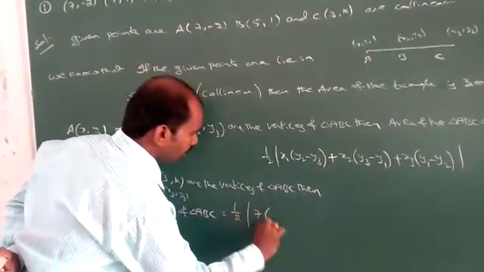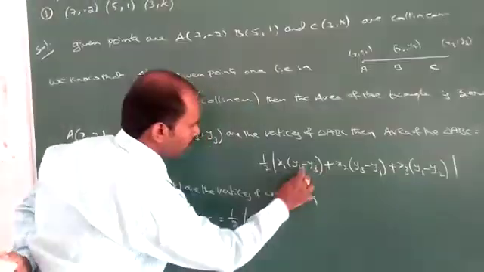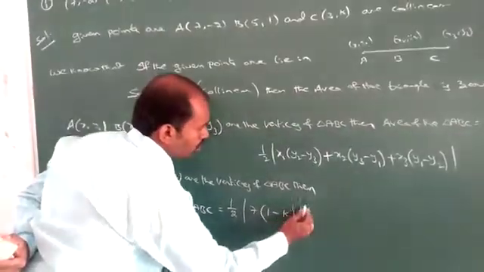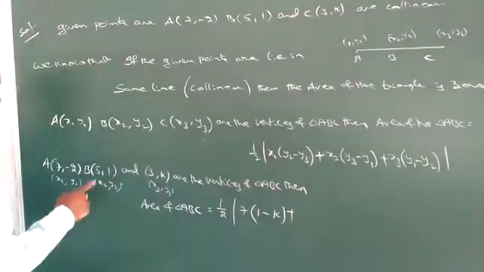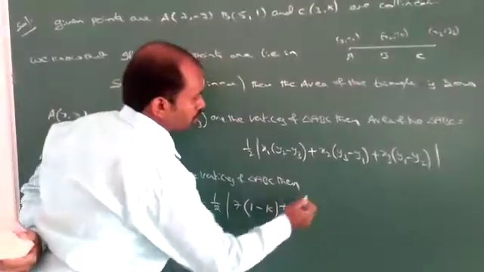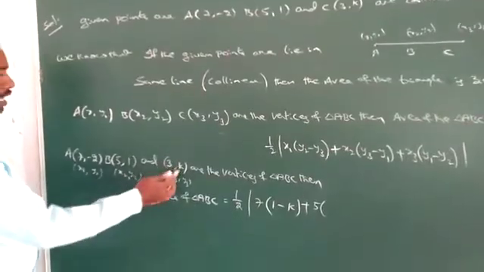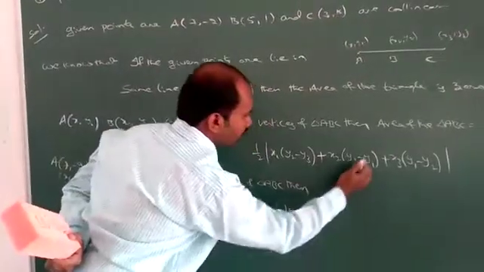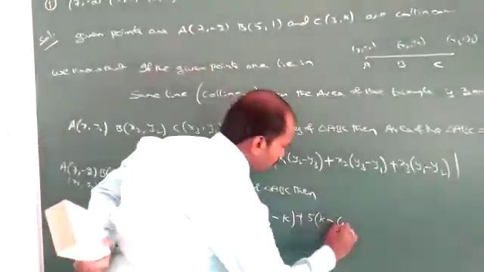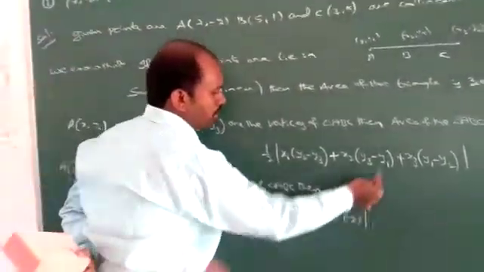7 into (y2 minus y3). y2 means 1, minus, in the formula you write minus y3. y3 means k. Plus x2, here x2 is 5. Next, 5 into (y3 minus y1). y3 means k, minus, in the formula you write minus y1. y1 is minus 2, so minus of minus 2. The y1 value is minus 2.